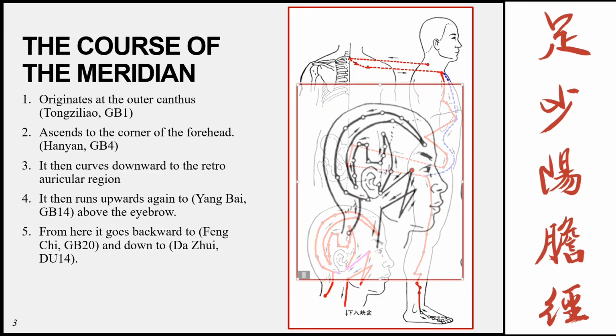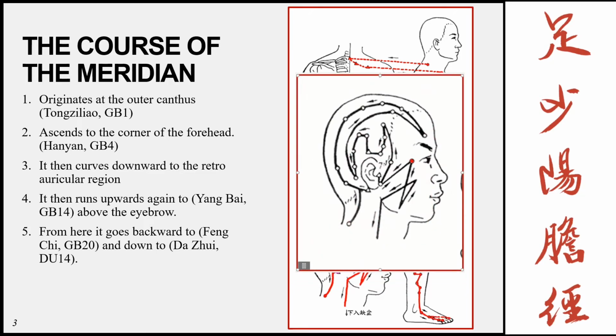This image here is just zooming in on the head portion of the flow. So this meridian begins at the outer canthus. This is the red dot on the image. It then descends slightly to the ear and then curves back up to the corner of the forehead at GB4. It then curves downwards again and then goes to the retroauricular area, which means behind the ear, and then it runs up again to GB14 on the forehead. It then once again curves backwards all the way around the side of the head, all the way back down to behind the ear at GB20. It then continues down the neck and then connects with GB14 at the spine.